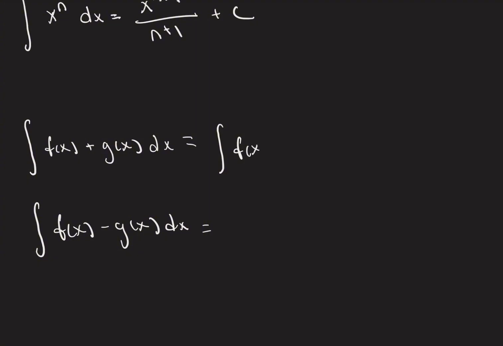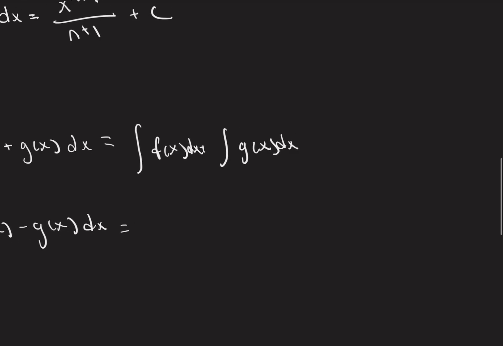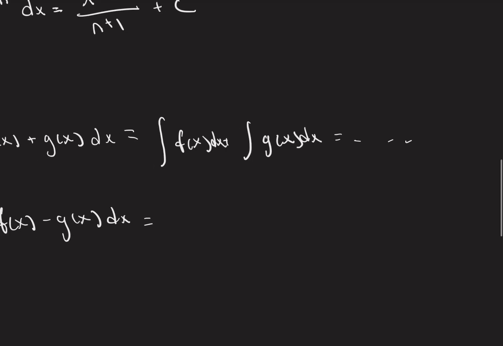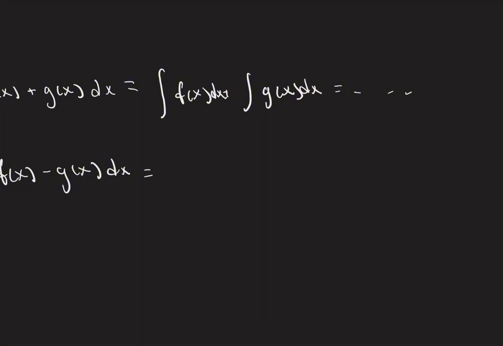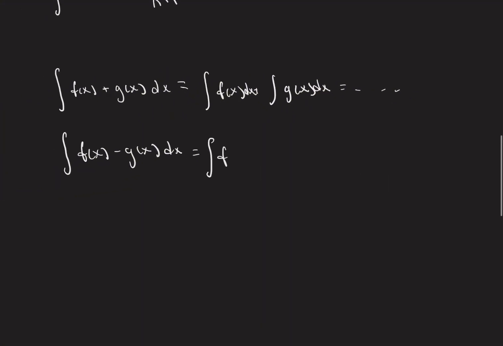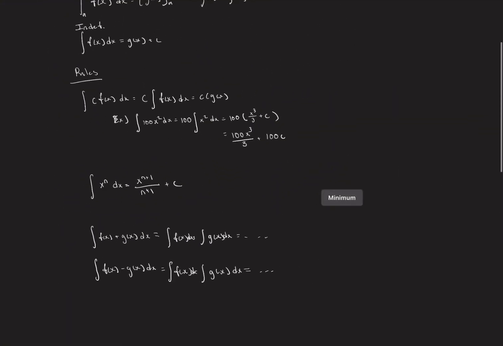It'll be the integral of f of x plus the integral of g of x. Can't forget the dx, equals dot dot dot. You eventually could figure out the rest. And then vice versa will be the integral of f of x subtract the integral of g of x. Forgot my dx again. And then you can fill in the blanks and solve for it.